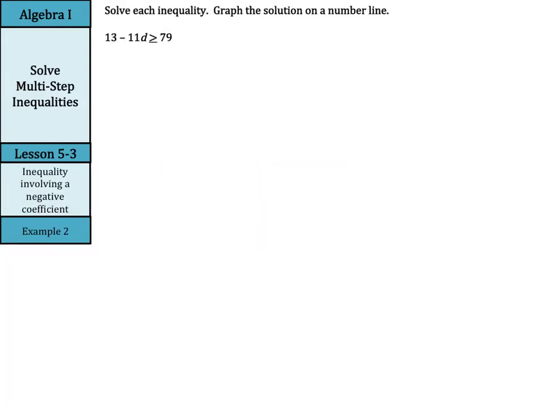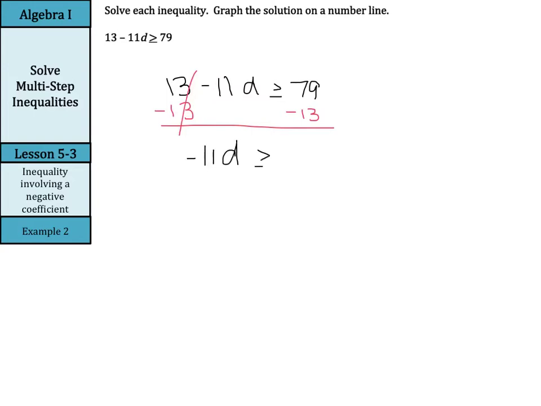What about this inequality? Now we're going to also be asked to graph it on a number line. I'm going to once again rewrite this to give us a little bit more room. We want to isolate the d, so let's subtract the 13 first on both sides. Our result, do not lose track of that negative with the 11: negative 11d is greater than or equal to 66.